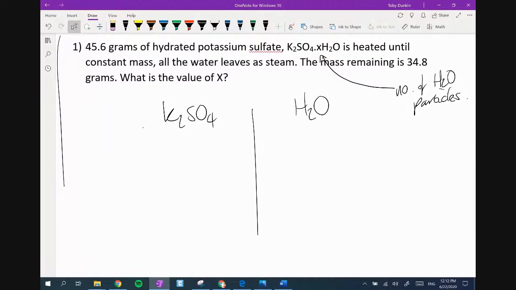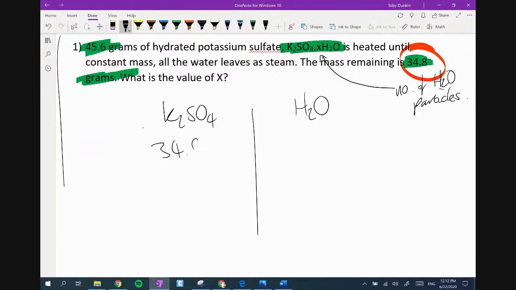So I need to count them. The way we count them is moles. And because we realize that there's an invisible 1 here, we need to get that to the number 1 as well. We're running empirical. The first thing is we've got 45.6 grams of the hydrated. We then heat it, and we then have 34.8 grams of the anhydrous. That 34.8 is the important bit, because that is the weight of the solid without the water.